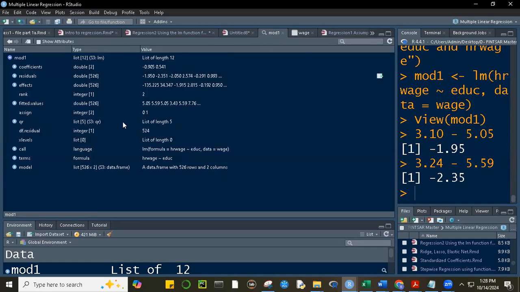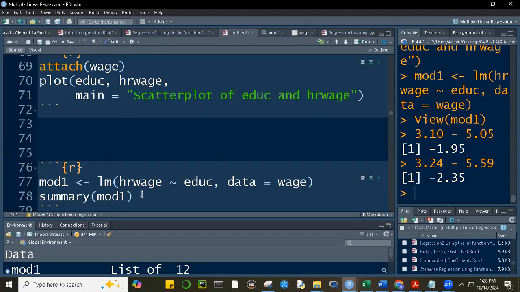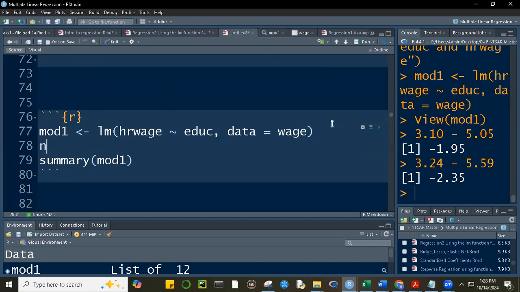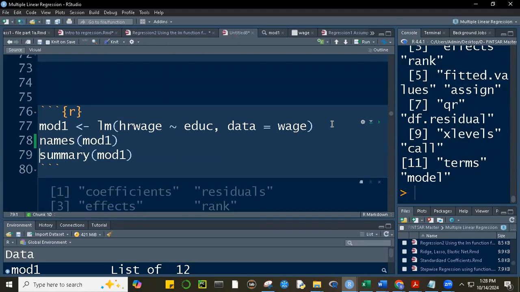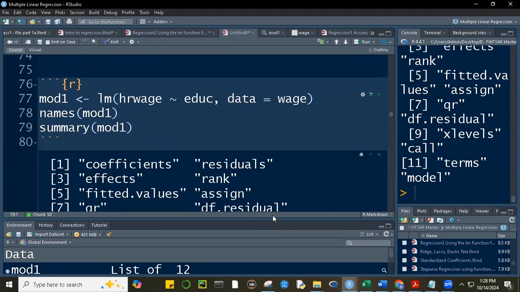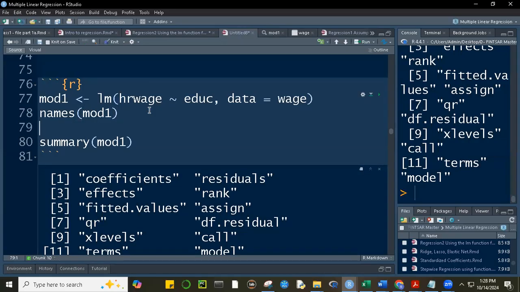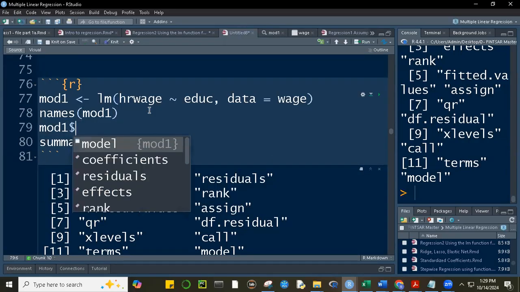Okay, so that's our model 1 object. Let's summarize, class, what's inside this. By the way, class, you can run names of mod 1, and it will give us the elements of mod 1, di ba? Okay, coefficients, residuals, etc. You can, in fact, class, get mod 1 dollar residuals, this one.